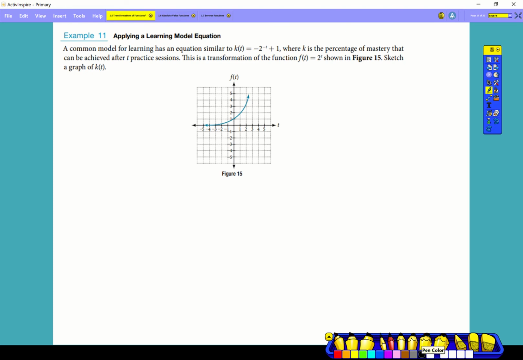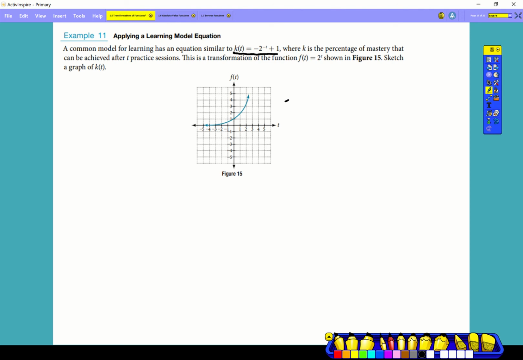Okay, a common model for learning. This is modeling equations. A common model for learning has an equation similar to this, where K is the percentage of mastery that can be achieved after T practice sessions. This is a transformation of the function f of t equals 2t, shown in figure 15. Sketch a graph of kt.